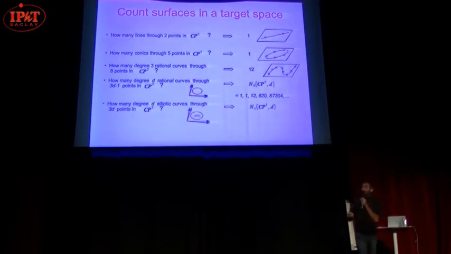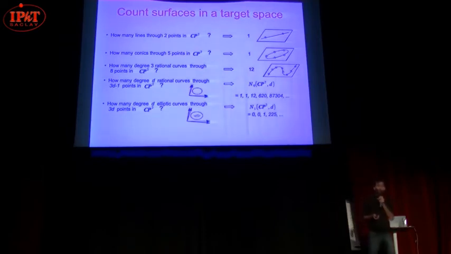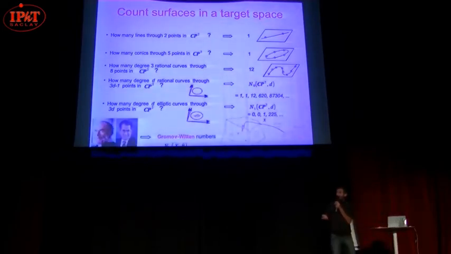You can ask the same question with surfaces of genus 1. These are called elliptic curves. And again, you can ask the question, how many degree D elliptic curves go through 3D points in CP2? And these are the first few numbers. There is no elliptic curve of degree 1 or 2. Elliptic curves must have degree at least 3. And the general question is, how can you compute those numbers?